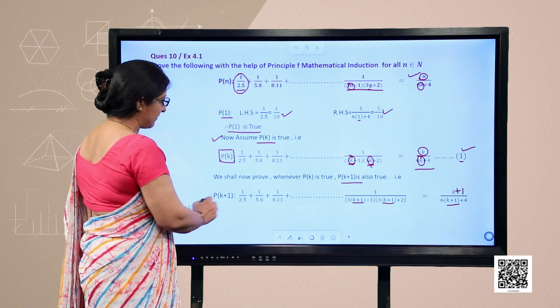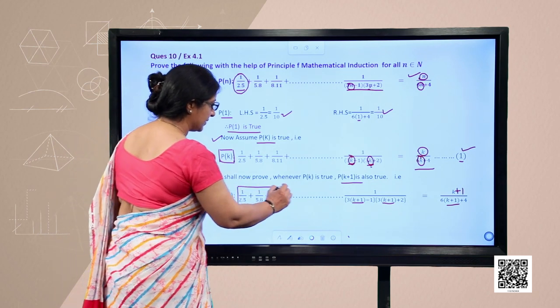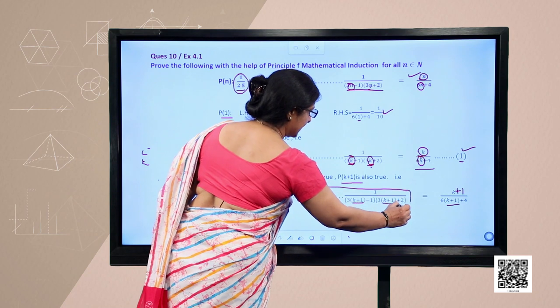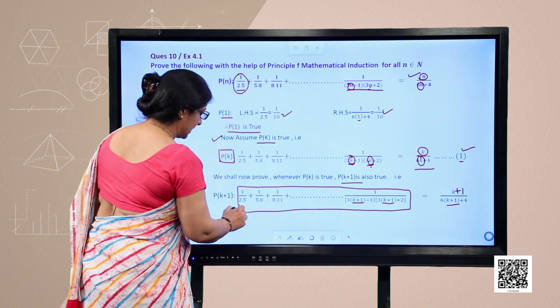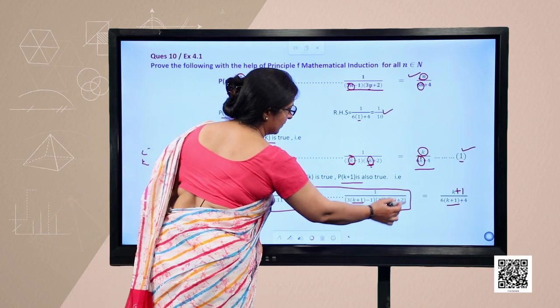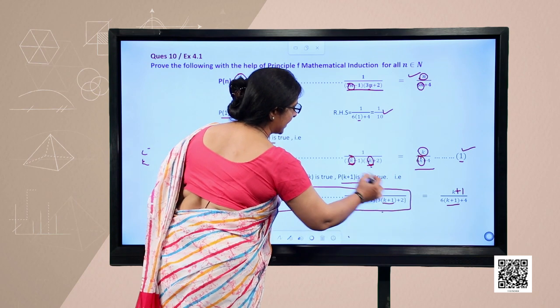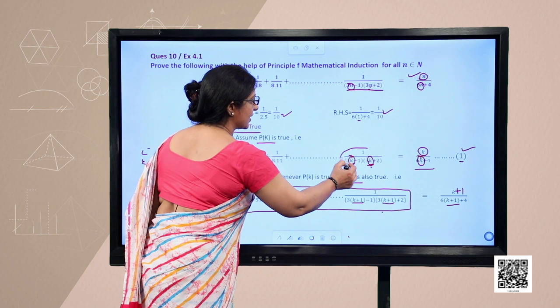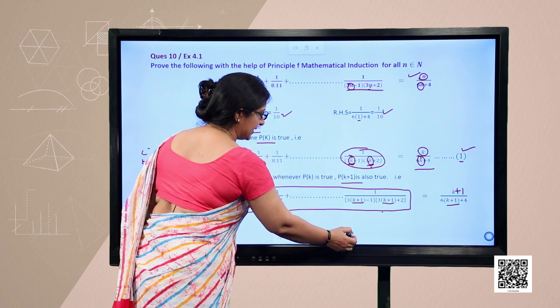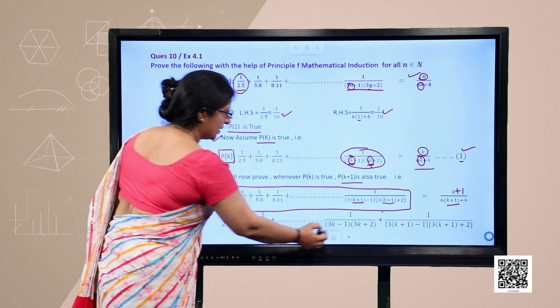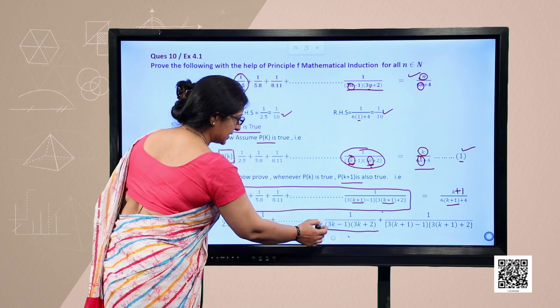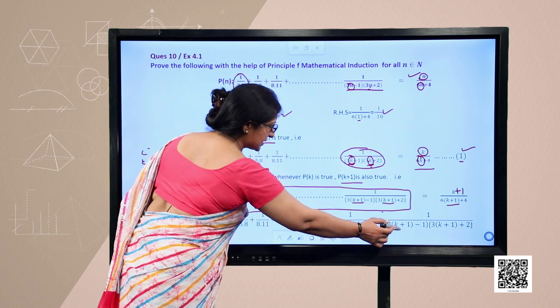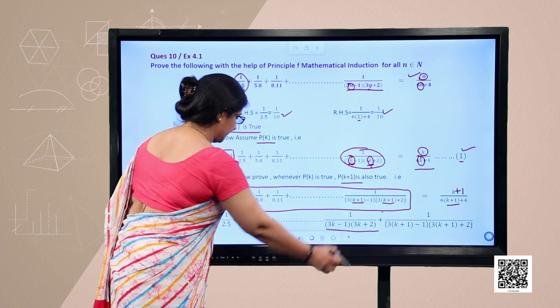Now consider the left hand side of this statement. In this left hand side, this is the last term. Last term means the k plus 1th term. What is the previous term? The previous term was this one, the kth term. If we write the previous term, it becomes this. This is the kth term and this is the k plus 1th term.